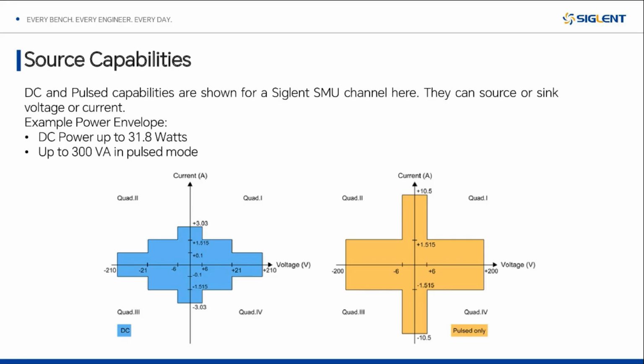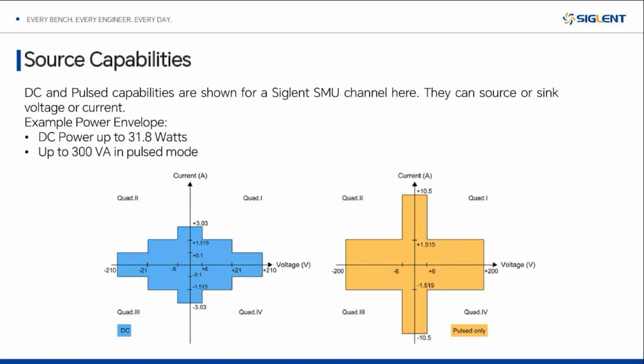But fundamentally, a source measure unit has a DC envelope like the one on the left, and a pulsed envelope, which is typically a little bit wider in key areas. A standard SMU channel like ours would give you about 31.8 watts of DC power total. In this case, you can get up to 3 amps DC and up to 210 volts, but you're in a stair-step configuration there. So you get that maximum 31 watts.